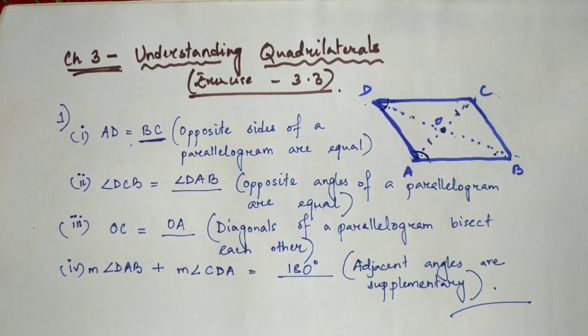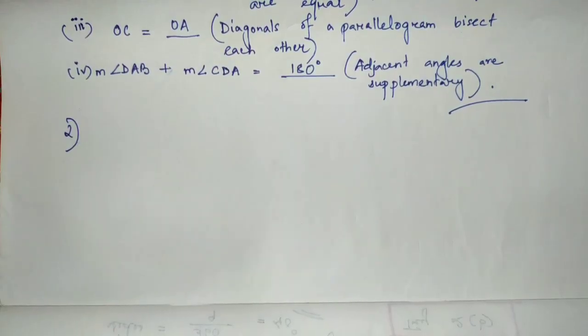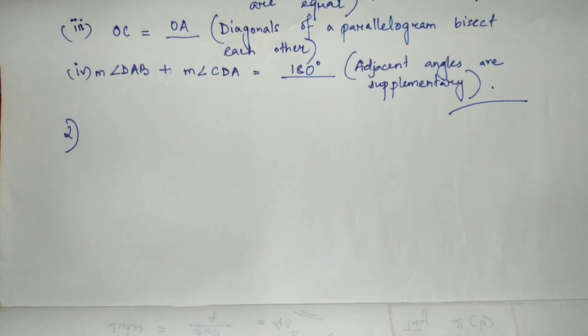Okay, now let us start with question number 2. What is given in question number 2 is, consider the following parallelograms and find the value of the unknown x, y and z. You can see there are 5 questions, 1 to 5 in Roman numerals. I'll show you a few of them. Let's start with number 1 and see how the diagram is given.